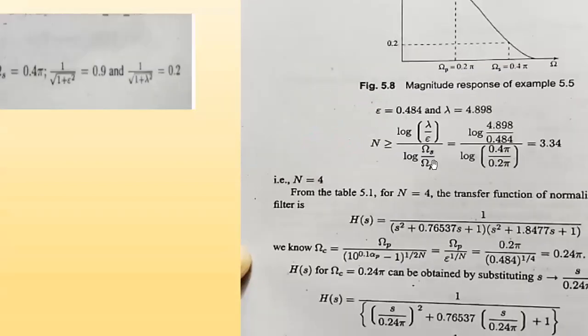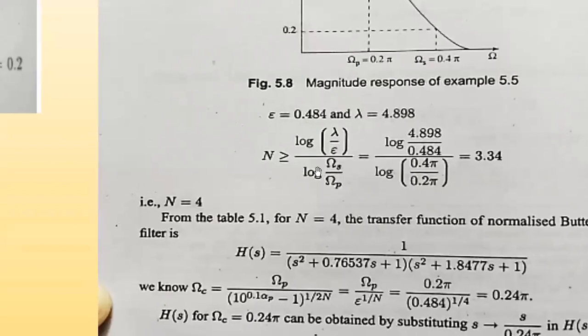What is that formula? In the last discussion, I told you that this is one of the formulas. You can write it also as n equals log of lambda divided by epsilon, with the ratio of the frequencies. So it is given directly: it is 3.34. This is the value of the order of the filter, capital N. It gets rounded up to the higher integer, so you get n equal to 4.